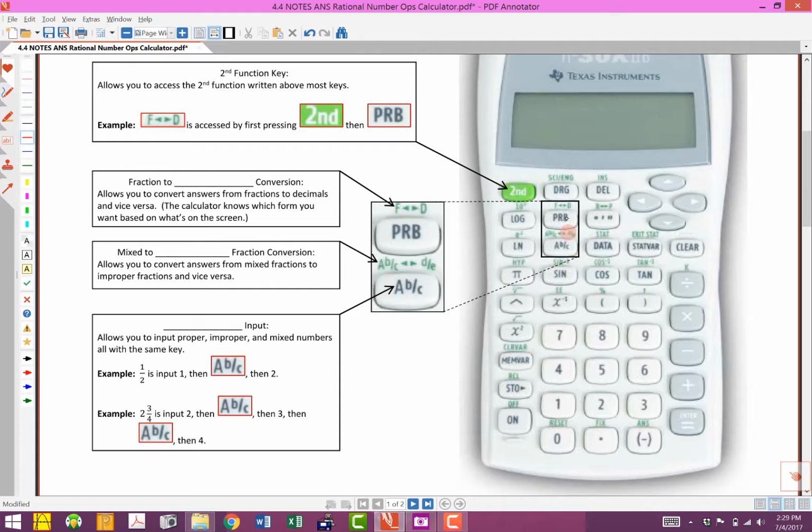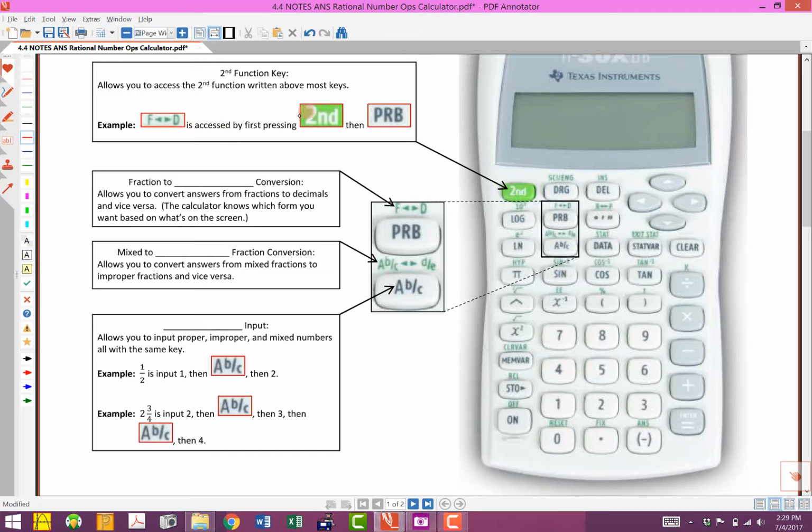So in order to access those, you've got to hit this second function button first. It's a way to make a calculator that has fewer buttons but maybe twice as many operations and things like that. It's a really cool thing. So for example, if you want this function right here, which is in green, and that's F double arrow D, which means we're going to change from a fraction to a decimal or decimal to a fraction, which might be very useful. Your calculators know how to do that.